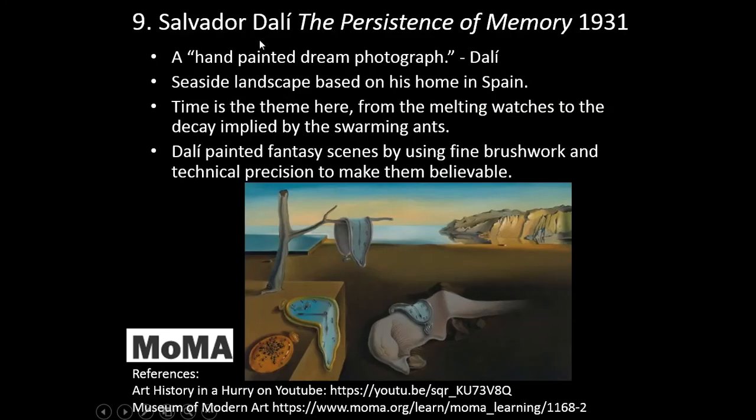Number 9, Salvador Dali, The Persistence of Memory, 1931. A hand-painted dream photograph. That is how Dali described his works. Seaside landscape based on his home in Spain. So this is where he actually lived, right here by the seaside. Time is the theme here, from the melting watches to the decay implied by the swarming ants, which you can't see very well in this image, but there are ants swarming on this watch.